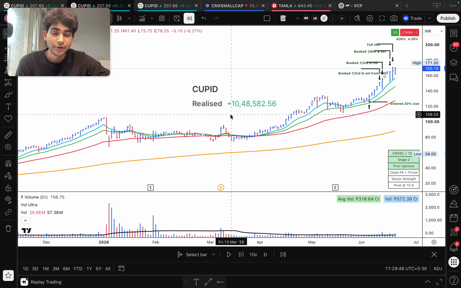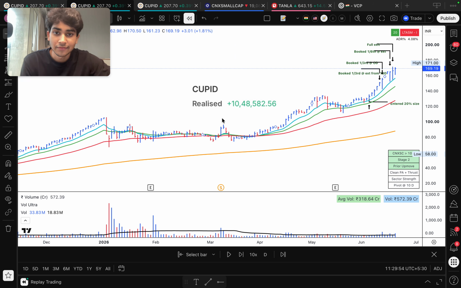Now, in this particular video, I'm going to break down the second trade that I took in Cupid, in which overall I have made over the span of the two trades 10.5 lakh rupees. I'm going to break down exactly what I did right, what I did wrong, what I should have done better, because in this particular trade, there were a lot of things that I could have improved upon, which I've only realized in hindsight. So we're going to break all of this down right from the scratch. So let's get going.